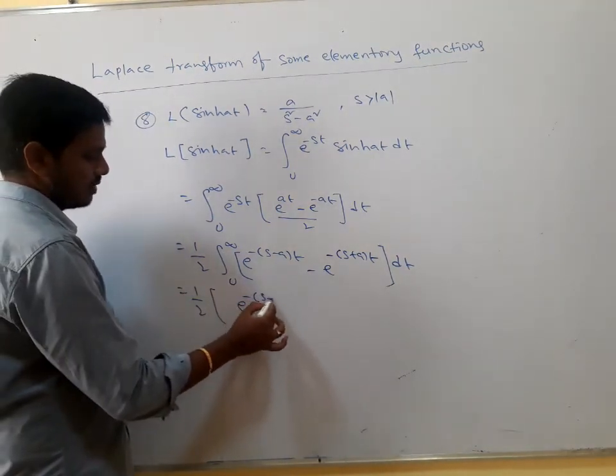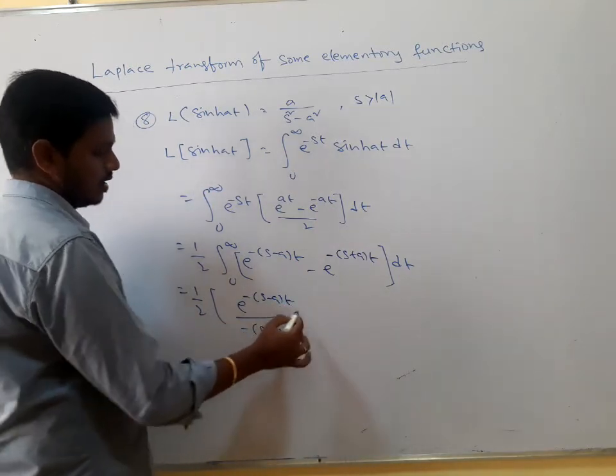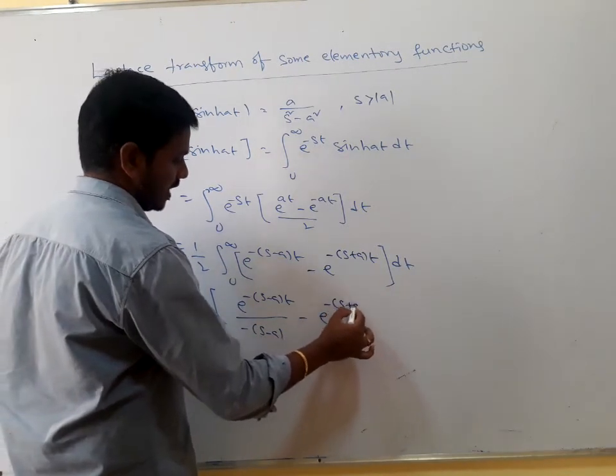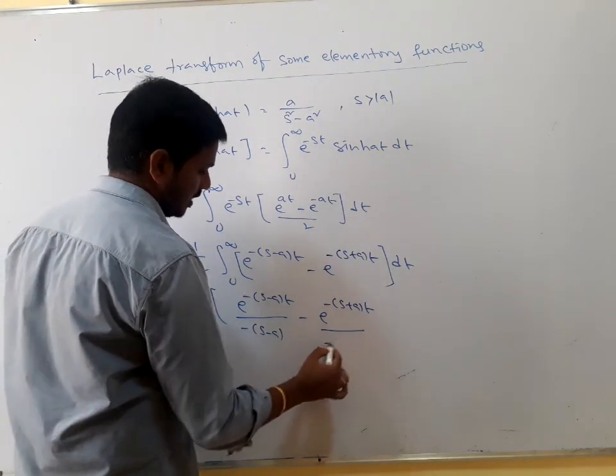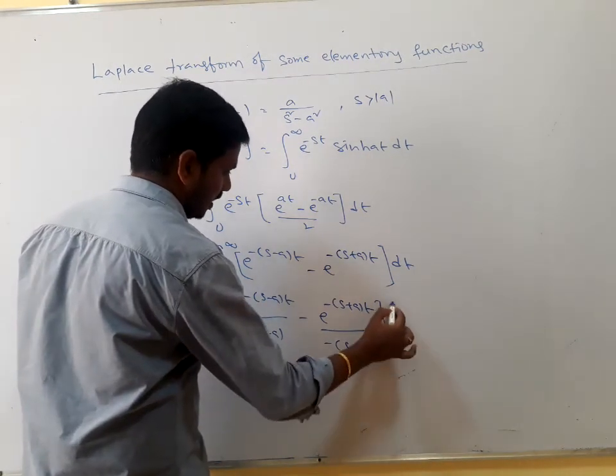this is 1 by 2 into e to the power of minus (s minus a) t divided by minus of (s minus a), next minus e to the power of minus (s plus a) t divided by minus (s plus a), where the t limits are 0 to infinity.